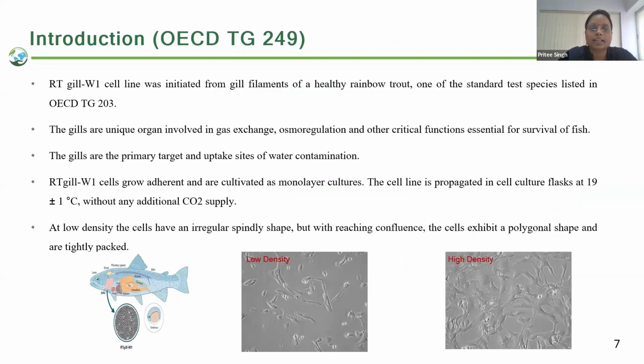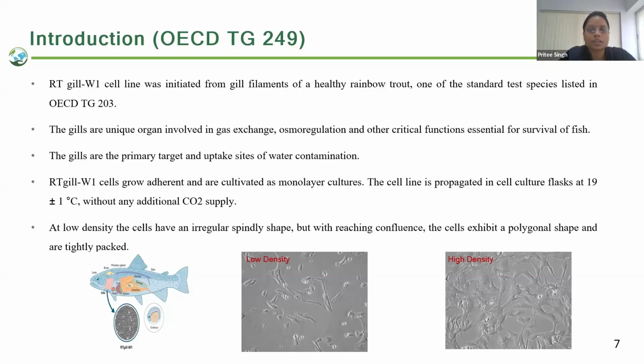Now moving toward the guideline OECD 249. The RTgill-W1 cell line was initiated from the gill filament of a healthy rainbow trout. Rainbow trout is one of the standard species in many guidelines along with OECD 203. Gills are a unique organ for gas exchange, osmoregulation, and many other critical functions required for the survival of fish. So gills are the primary target and uptake site for water contamination. The RTgill-W1 cell line is a monolayer and adherent to the subculture flask. They grow attached to the flask in a single layer.